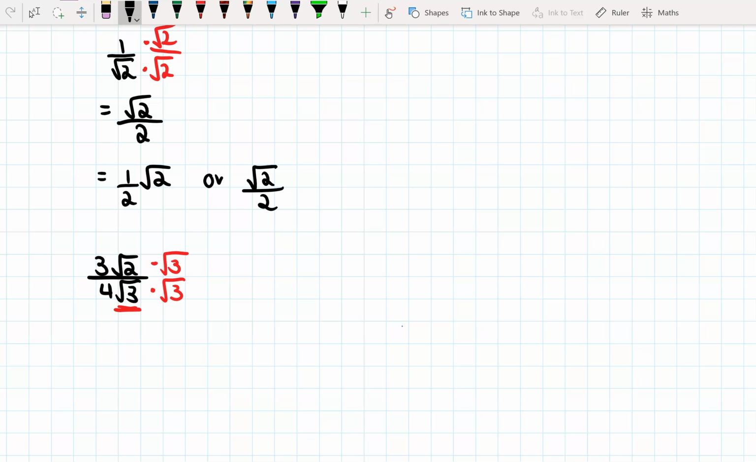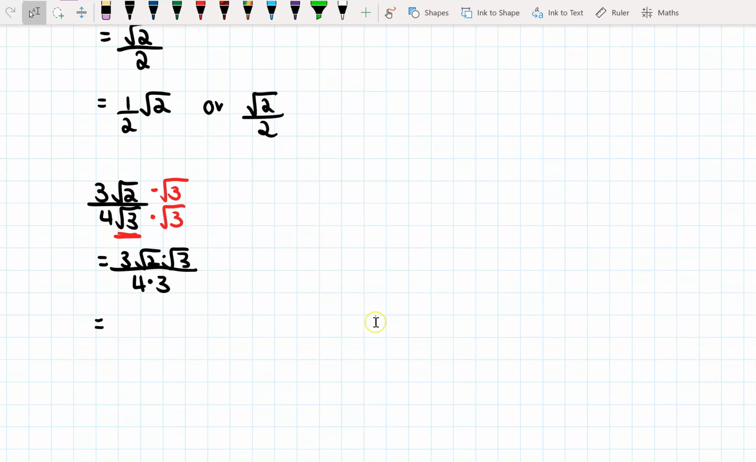So we get 3 times root 2 times root 3. We'll look at that in a little bit. And then in the denominator we have 4, and root 3 times root 3 is just 3. Now, I'm not going to do any cancellation. I'm not going to do 4 times 3 yet, because we're going to have a look at that in a sec. So we have 3 root 2 times root 3. We learned in a previous video that the root of 2 times the root of 3 is equal to the root of 2 times 3, and in this case, that's the root of 6.